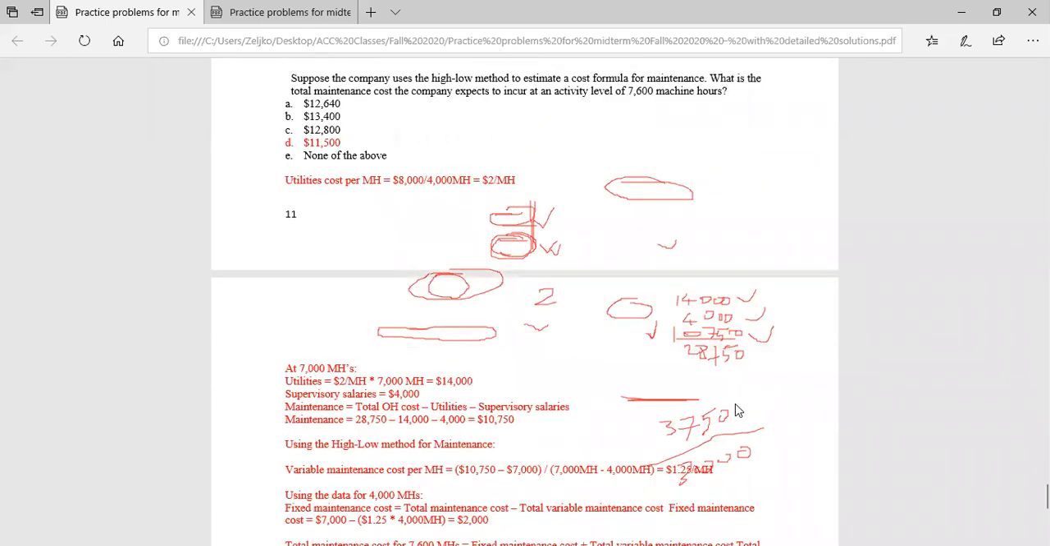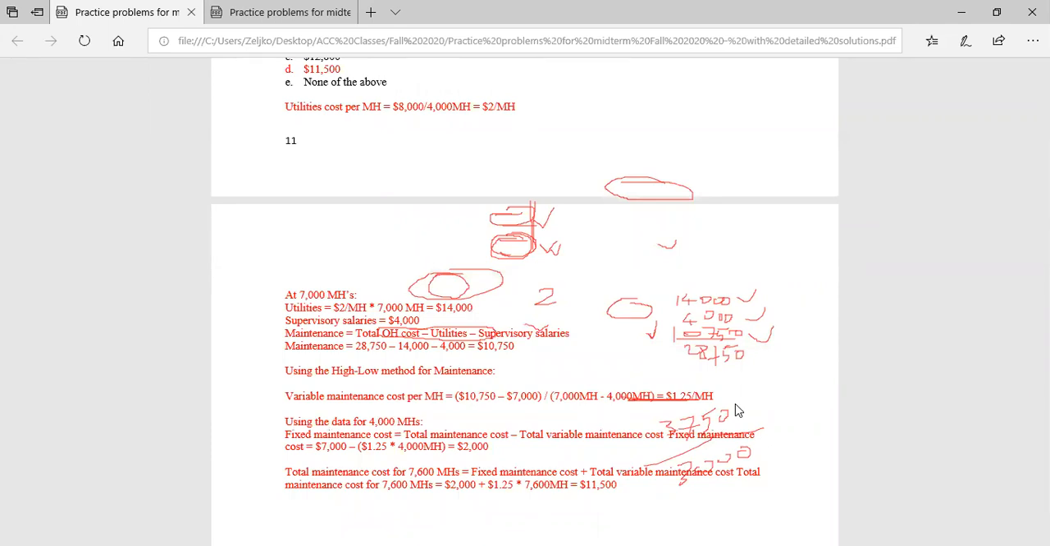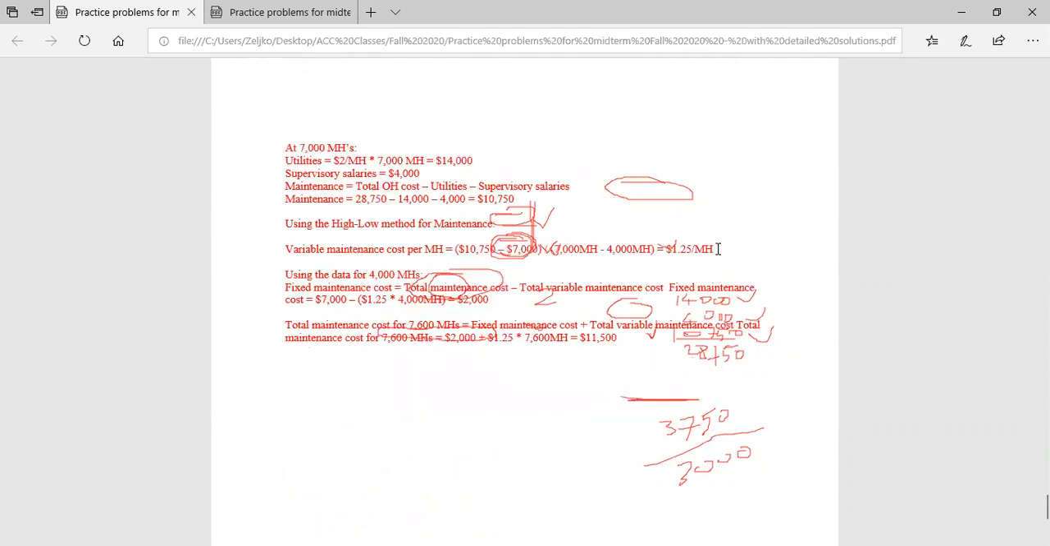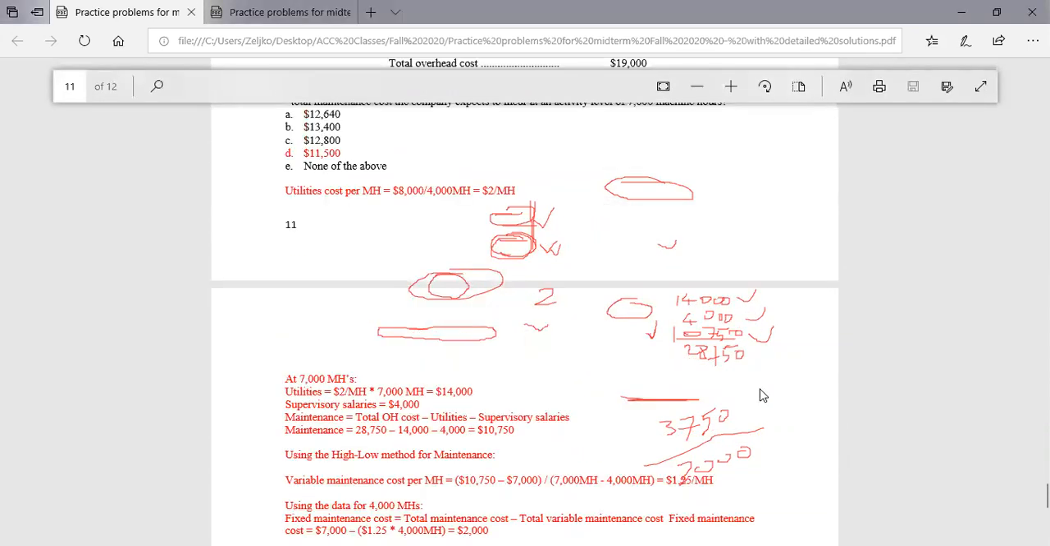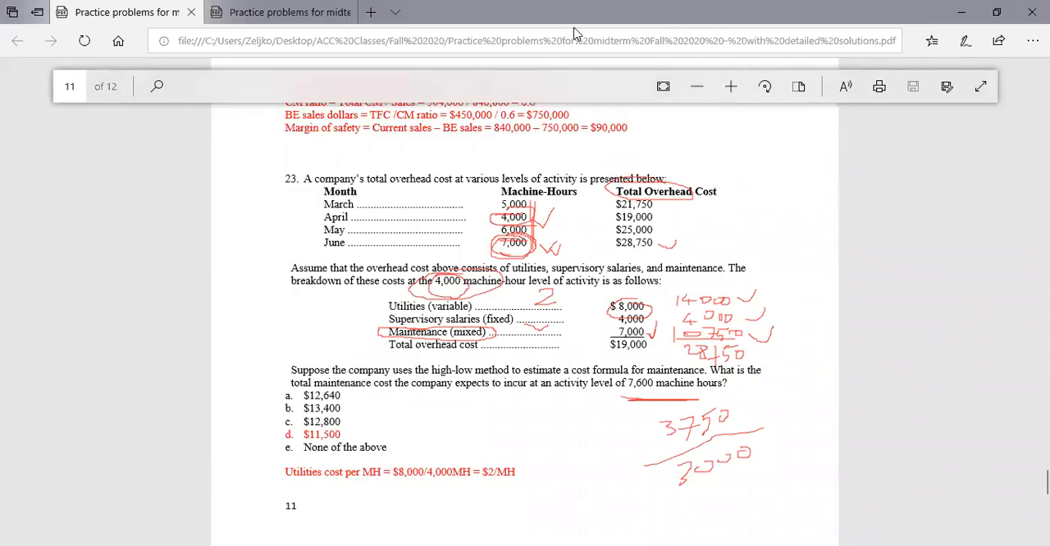3,750 divided by 3,000, what would that be? That would be 125 per machine hour, which we can see here. So we get 125. This is our variable cost per unit. And again, we will just now use our regular high-low method that we know how to use. We will plug it into either 4,000 or 7,000. We will multiply 125 by 4,000 or 7,000, not these 7,000, these are dollars, but these 7,000 machine hours, and then look for the difference between whatever amount we have.